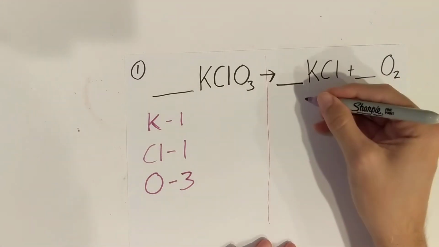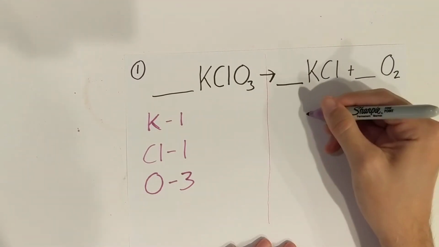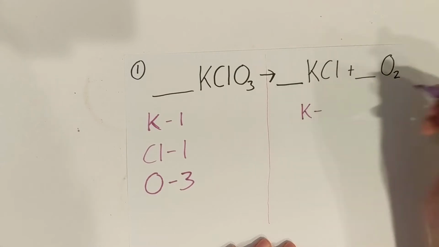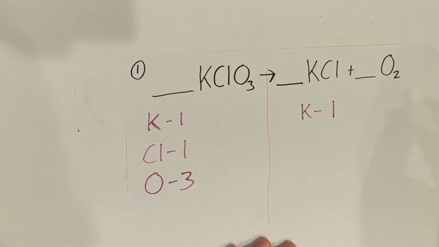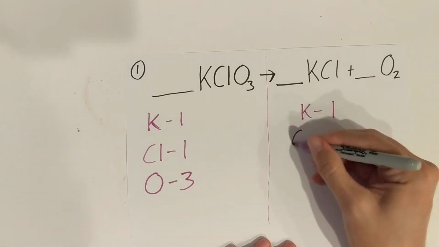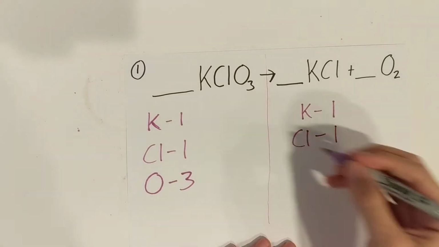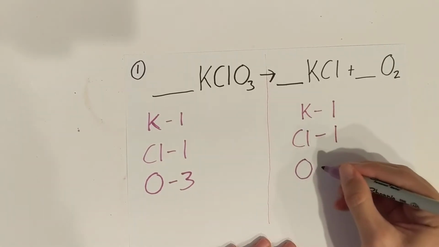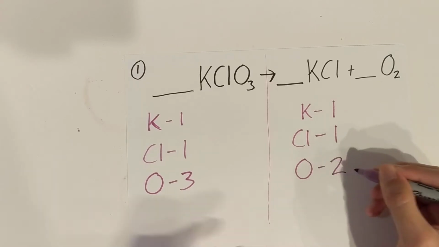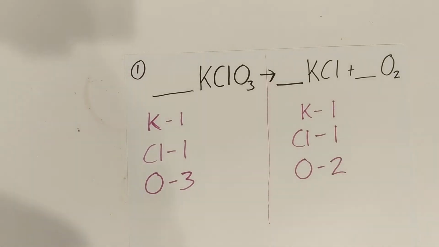And then on this side, potassium, we got 1. Chlorine, we got 1. So those two are balanced. That's nice. Oxygen, we got 2. Uh-oh. So now we need to make sure our oxygen are balanced.